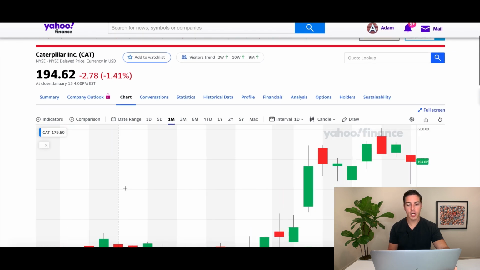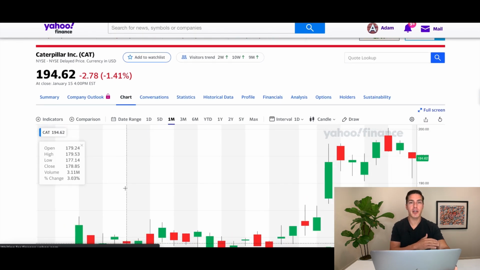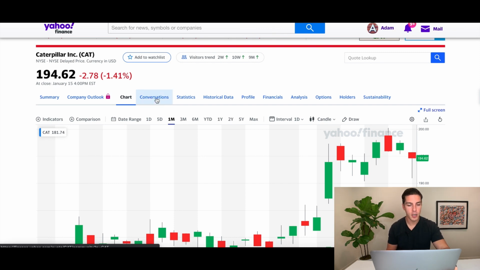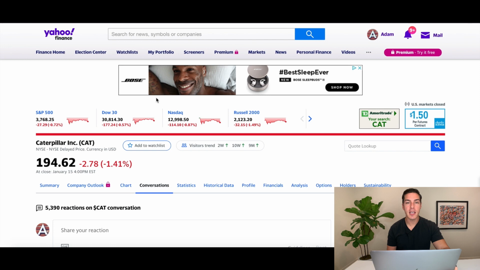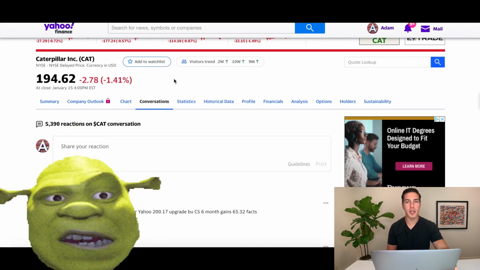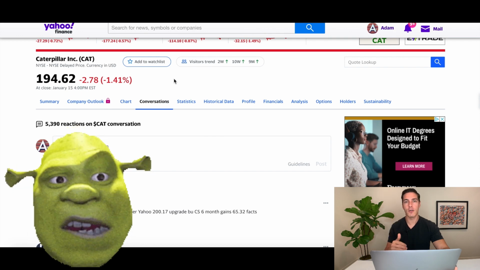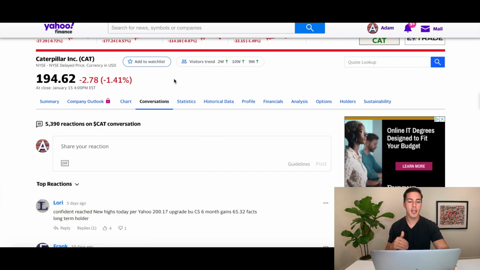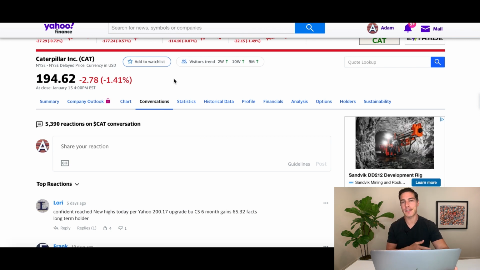Next is going to be the chart, and we just looked at that on the previous page, right? So you can go into your summary, you can go to full screen, and it brings you to this chart page. The next is going to be conversations. So this is where all the ogres go to put either their thoughts on the stock, or if they feel pessimistic about the stock, they put their reactions on the message boards. I would highly advise, don't even look at them. Don't waste your time. They're just going to make you feel all different ways about the stock, and they're usually not based on any real information.